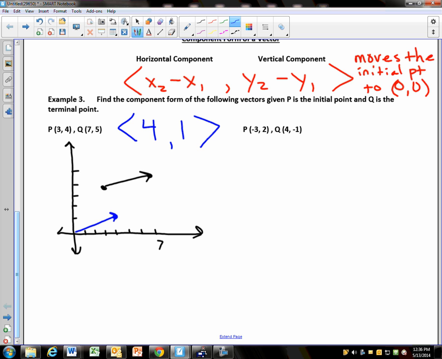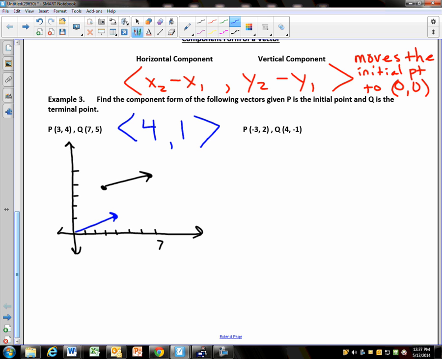see how those two vectors are the same? Just the starting points are different. And so anytime you put something in component vector form, you're translating it so that its beginning is at 0, 0. It's nice to begin at 0, 0. It makes problems better, easier to work with.